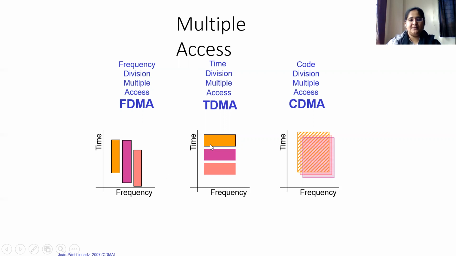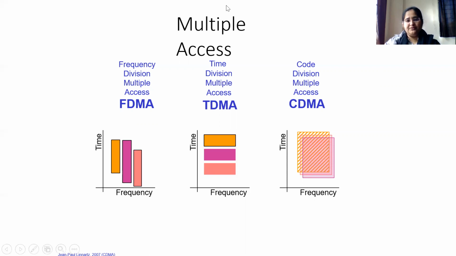In the time division multiple access technique, multiple users can access the same channel but at different times. GSM is an example of TDMA. In GSM, we have a 200 kilohertz channel, and this 200 kilohertz channel is divided into 8 time slots, and each time slot belongs to one user. This means 8 users are accessing the same channel and transmitting their signals.